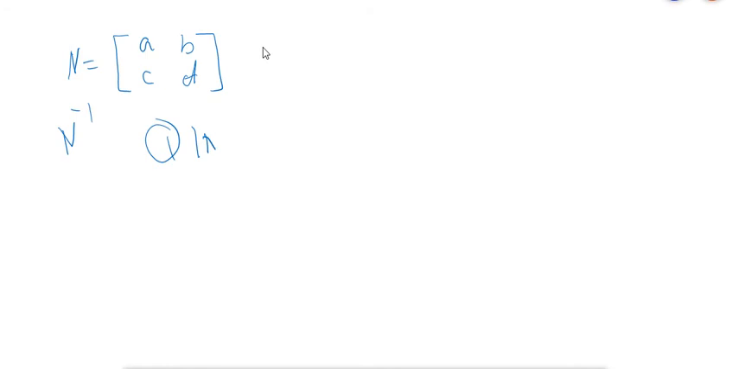Now let n be equal to a, b, c, and d. It is a 2 by 2 matrix, and we want to find the n inverse. To find the n inverse, there are 3 steps. First step, we have to check the determinant of n. The determinant of n should not equal 0. If it is equal to 0, we call it a singular matrix, which means there will be no inverse.